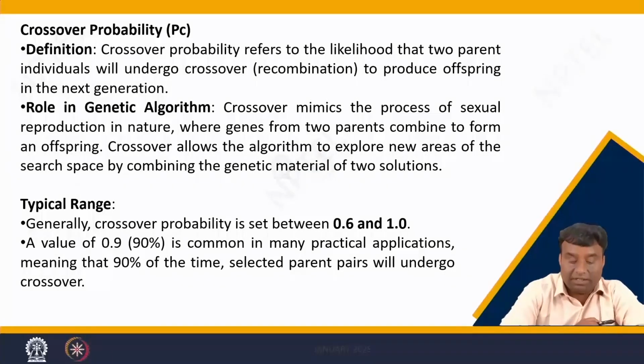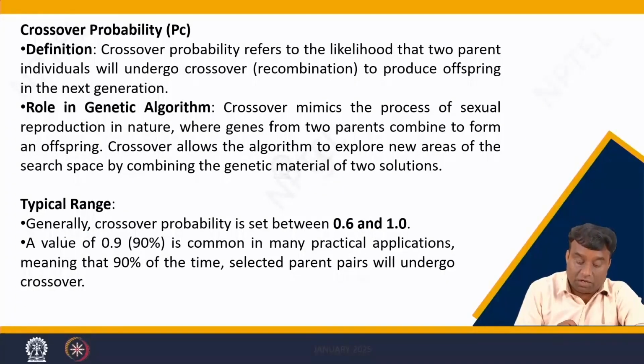So crossover probability, that is P small c. Definition: crossover probability refers to the likelihood that two parent individuals will undergo crossover to produce offspring in the next generation. The role in genetic algorithm: crossover mimics the process of sexual reproduction in nature, where genes from two parents combine to form an offspring. Crossover allows the algorithm to explore new areas of the search space by combining the genetic material of two solutions.